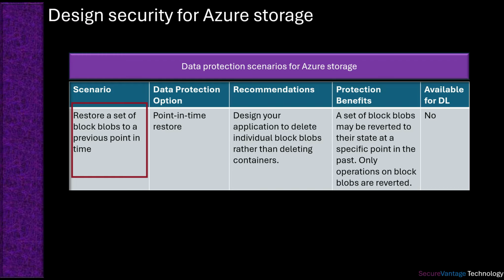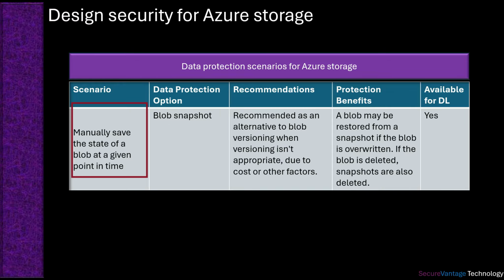Next, data protection scenarios for Azure Storage is restore a set of block blobs to a previous point in time. Did you ever wish to rewind time to undo a mistake? With Azure's point in time restore, you can revert a set of files to how they were at a specific point in the past. This is particularly useful if something went wrong and you need to undo a bunch of changes at once. However, it only works for certain types of files, such as block blobs, so it's not a universal rewind button.